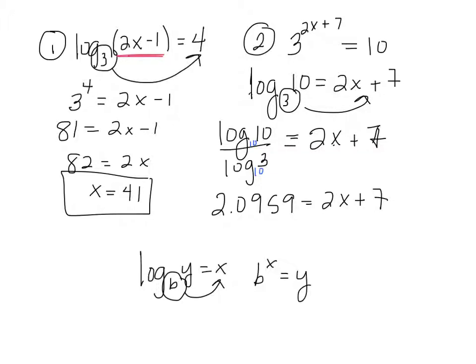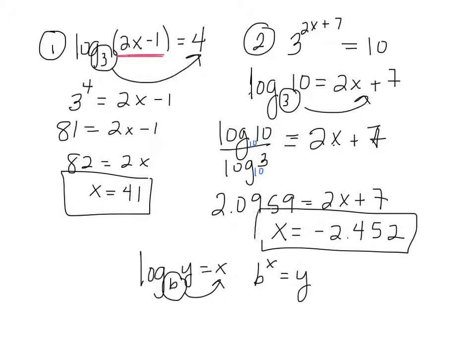Okay, so you have that answer in your calculator, and you're going to subtract 7 from it and then divide by 2. And when you do that, you should get x is equal to negative 2.452. Okay, and that would be your answer in the form that I would like to see, like 3 decimals.